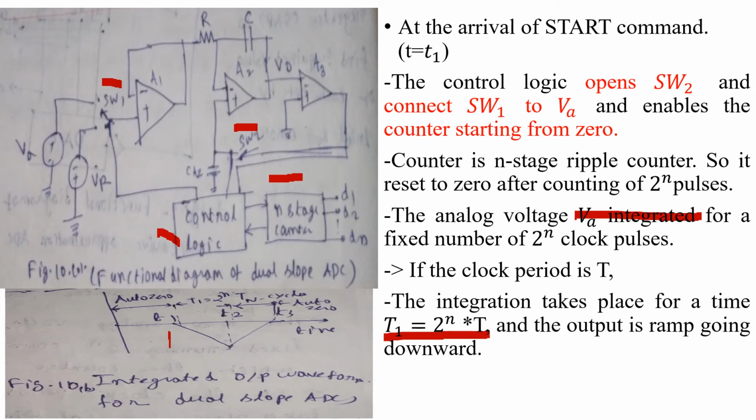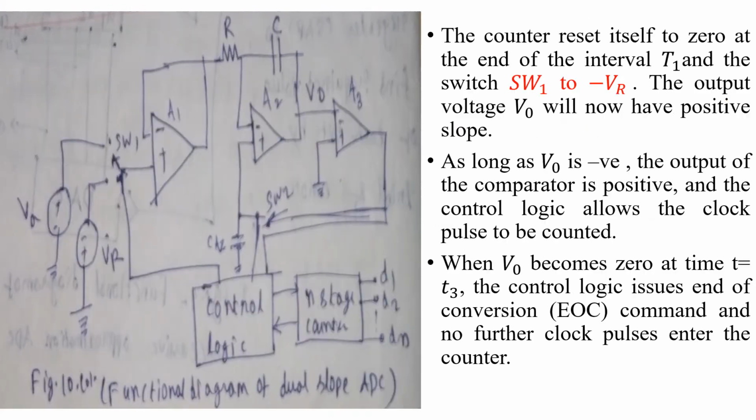And the output ramp is downward because of the formula V equals minus 1 by RC integration of Vi of t dt. So it is going downward as minus 1 by RC, up to T2. Now the counter itself reaches 0: after 2 to the n counts it goes to 0. As you know, a 3-bit counter will count 1, 2, 3, 4, 5, 6, 7, then again 0. So after 2 to the n counts it resets to 0.